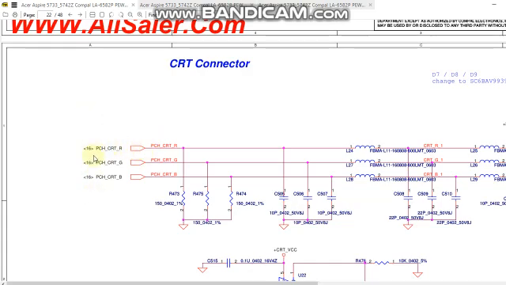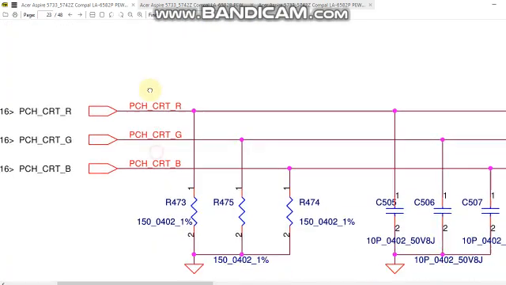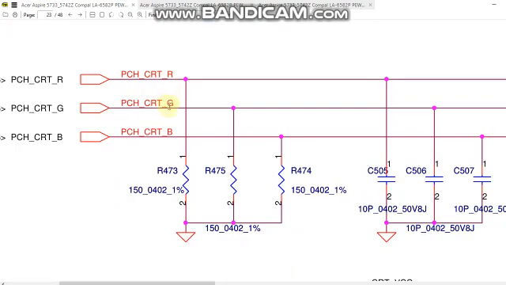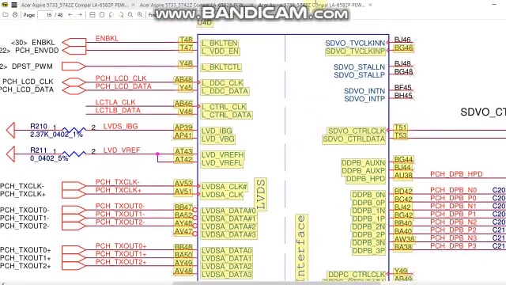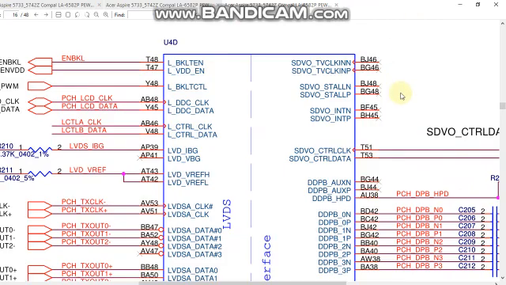Now the three signals that come from the PCH are red, green, and blue. These are the three signals. Let me zoom in so that we see them. So we have red, green, and blue. These signals come from the PCH. Even here we can see the PCH. This is the PCH.